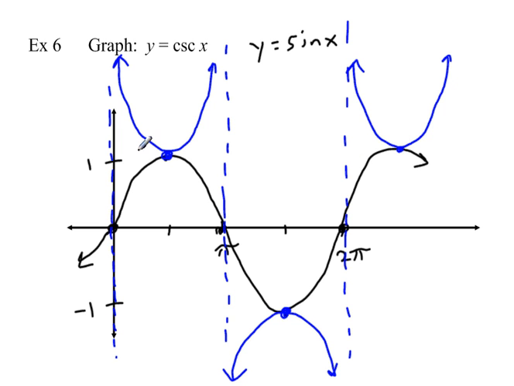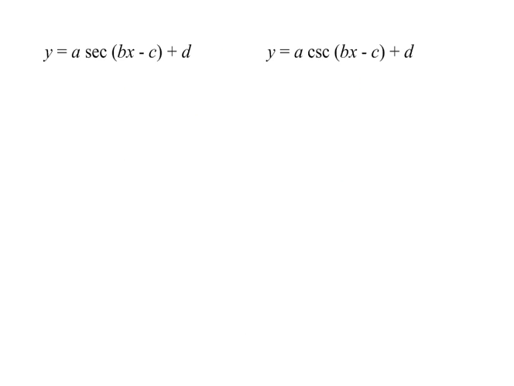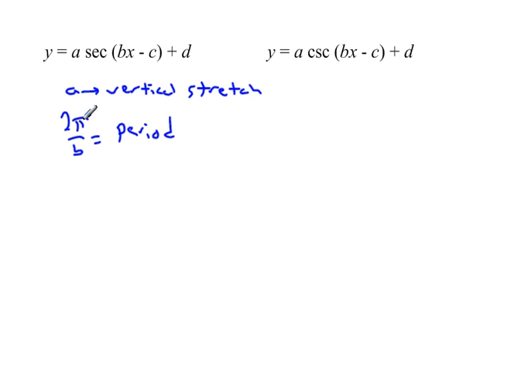Now notice it still repeats every 2 pi units, so it still has a period of 2 pi. In fact, many of the things that you learned about sine and cosine are going to be true about secant and cosecant. Now, A does not give you any kind of amplitude, but A deals with a vertical stretch, just like it did before. B has to do with the period, so I can still say 2 pi over B is equal to the period, just like it was for sine and cosine. Remember, tangent and cotangent was just pi over B. Sine, cosine, secant, and cosecant is 2 pi over B.